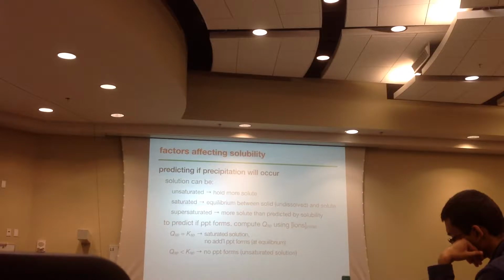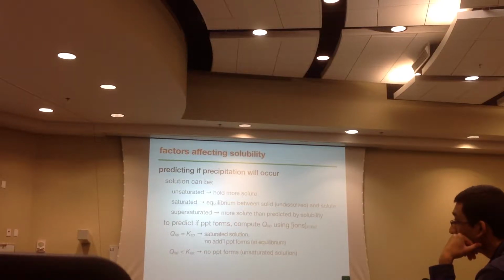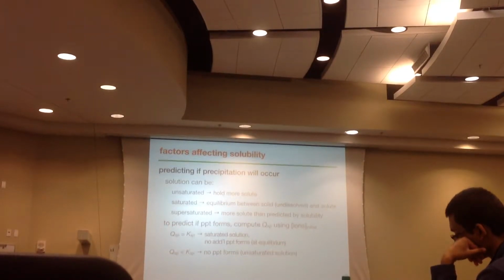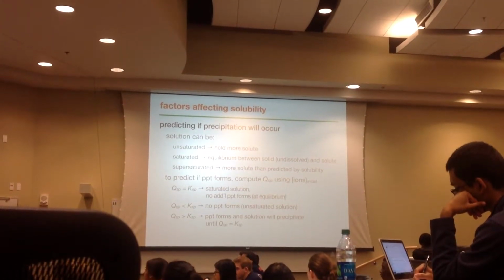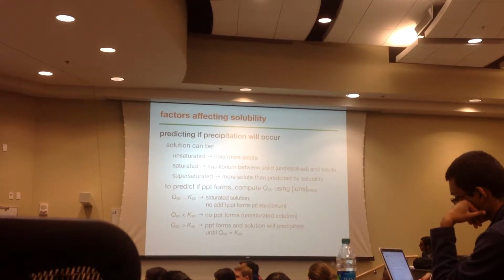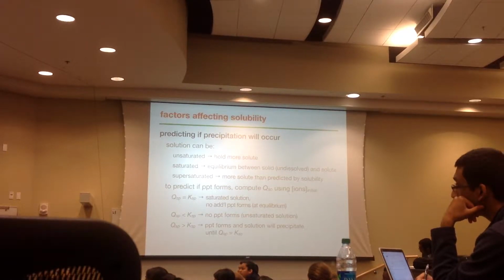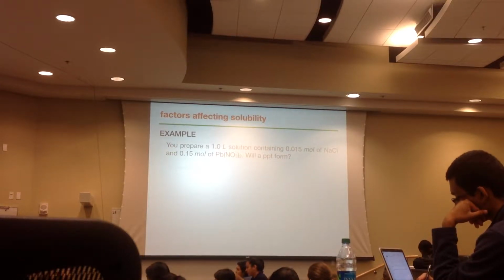So that is a little bit of a difference. If I don't have enough solid present, I can't have a saturated solution. In other words, all of my solid could be dissolved in solution. In that case, Q will be less than K, meaning I can add more solid without a precipitate. And finally, if Q is greater than K, that means I'm way too far towards products. A precipitate will occur, and it will continue to occur until I have removed enough material from solution that Q is equal to K again. So let's do some problems.